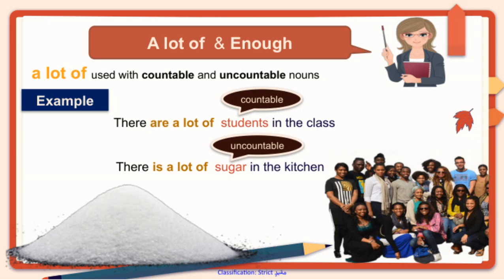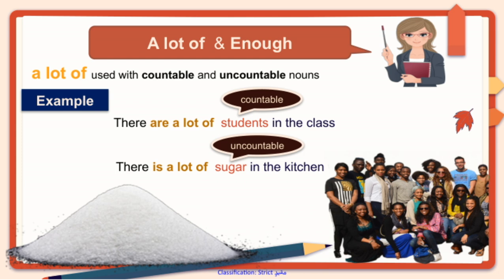Now, let's talk about the difference between uncountable and countable nouns. On this slide, you'll see the terms uncountable and countable. These are categories we use to classify nouns based on whether we can count them or not. For example, in the sentence, "There is a lot of sugar in the kitchen," sugar is an uncountable noun because you can't really count individual grains of sugar easily. You just measure or refer to it in bulk.